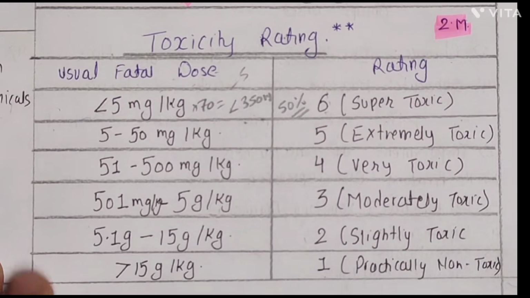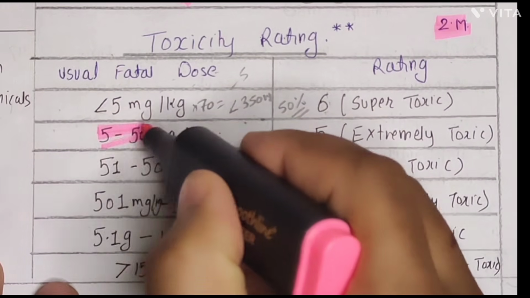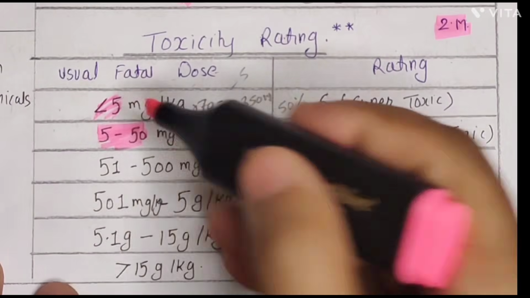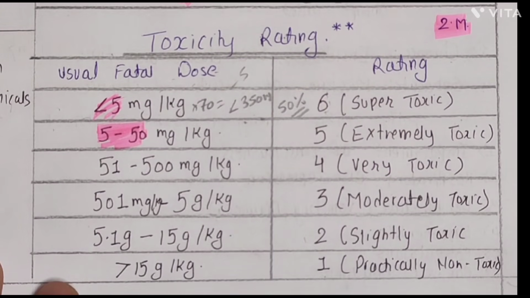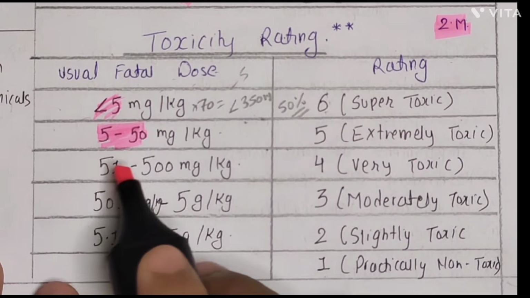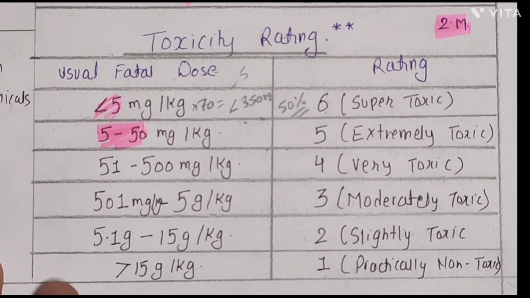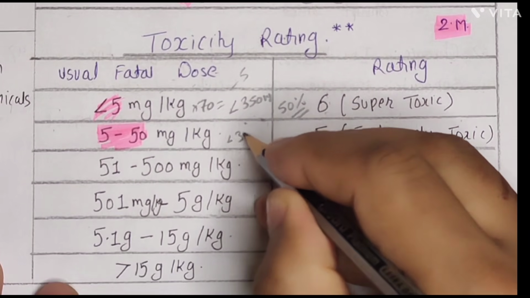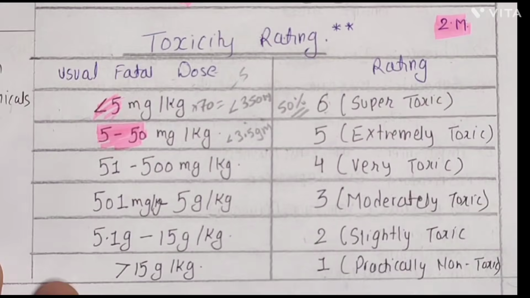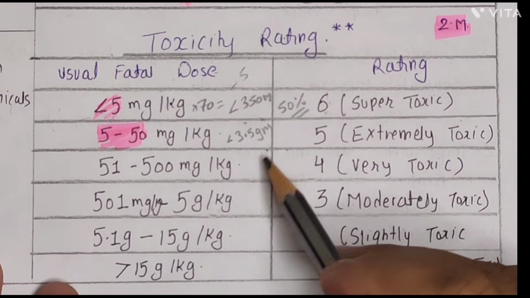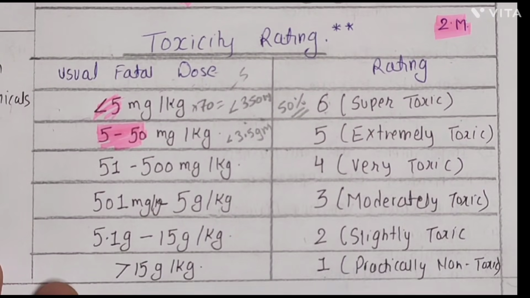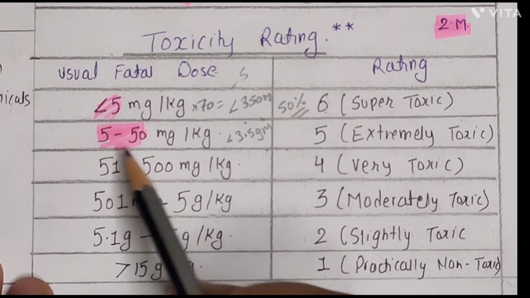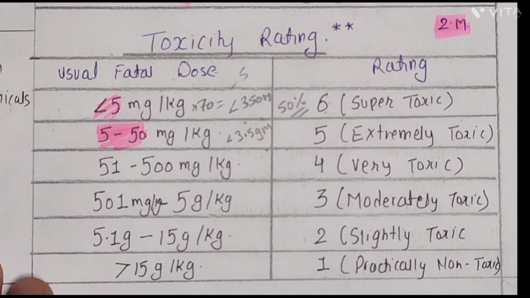Then our second category is 5 to 50 mg. So one is less than 5 mg. That may be 1 mg, 2 mg, 3 mg or 4 mg. Then 5 mg to 50 mg is called extremely toxic. Now, if I calculate it according to my body weight, then less than 3.5 gram. If I take some medicine at a dose less than 3.5 gram, then it is going to be fatal for me. Or if it is taken by 10 people, then out of that 5 people will die. So such a compound will come under the category of extremely toxic compounds.